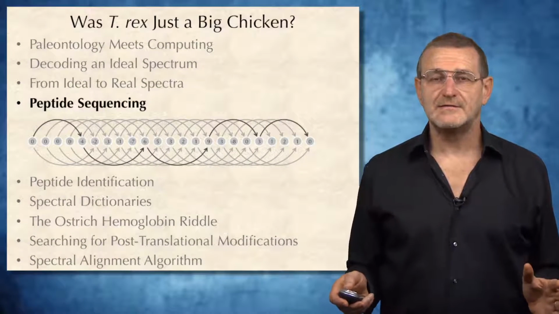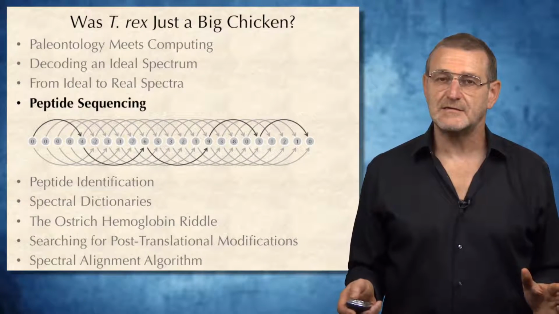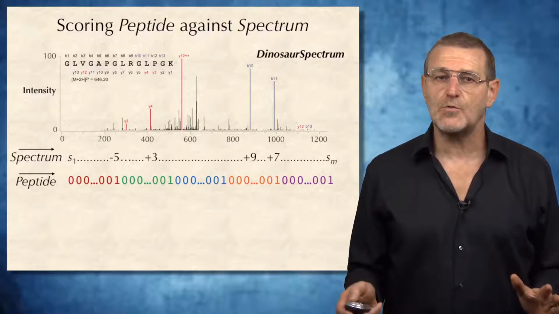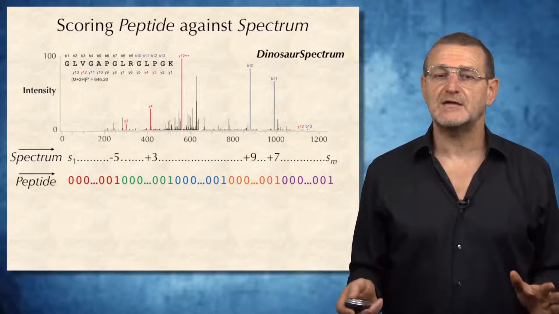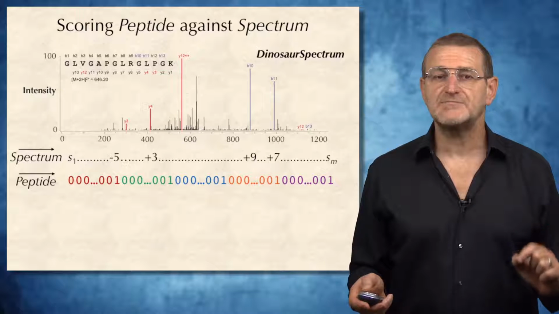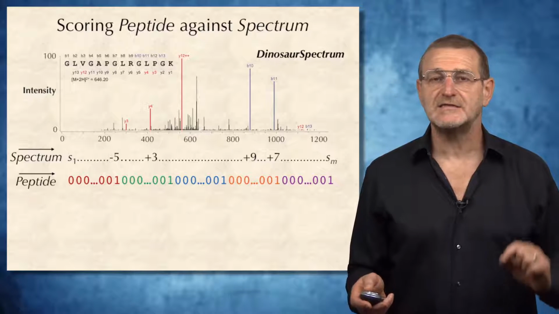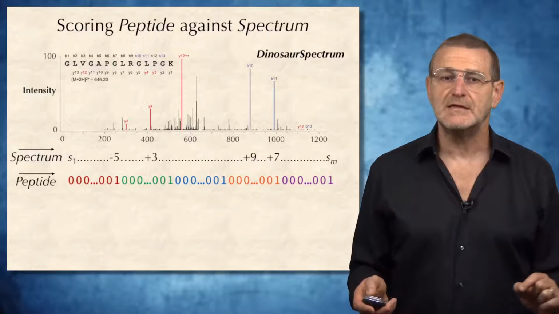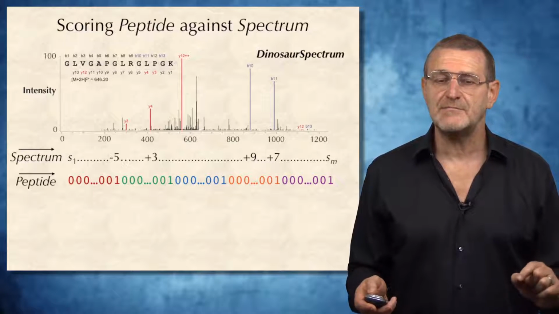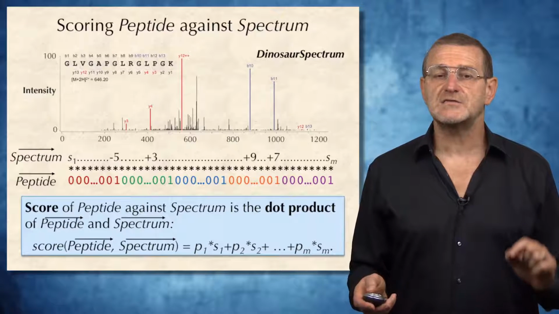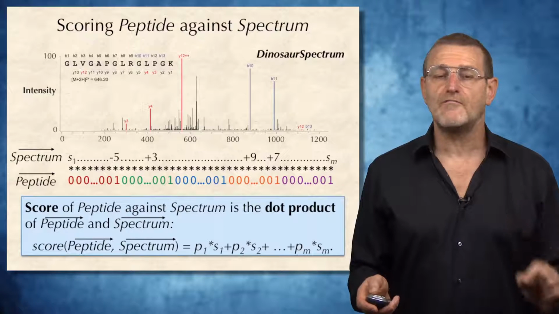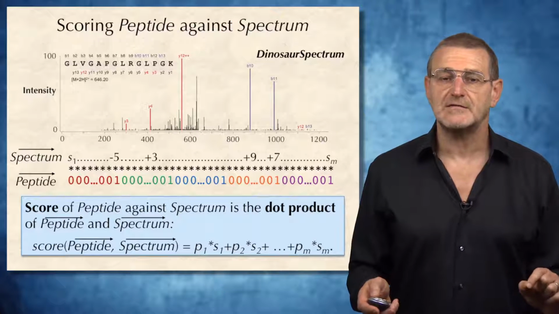We are now ready to start sequencing real spectra. But before we do this, we need to agree on how to score a peptide against a spectrum. After transforming both peptide and spectrum into peptide vector and spectrum vector, it will be easy, because this peptide vector and spectrum vector will have the same dimension, and thus we can score a peptide against spectrum as simply the dot product of peptide vector and spectrum vector.